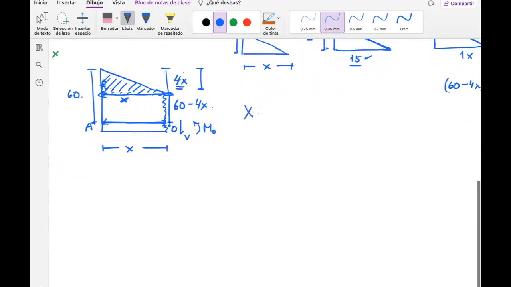So for the x part, there's nobody going left or right. So maybe we already established that RAX was equal to 0. So you can put here, in this case, well, 0 equals 0. There's nobody going left or right, okay? Everything is happening vertically. Okay, now let's just go vertically. And if you go vertical, there's no axial load here.